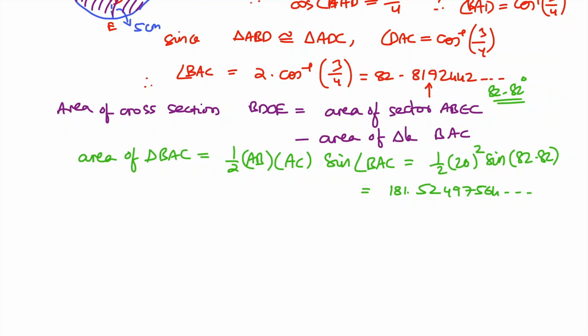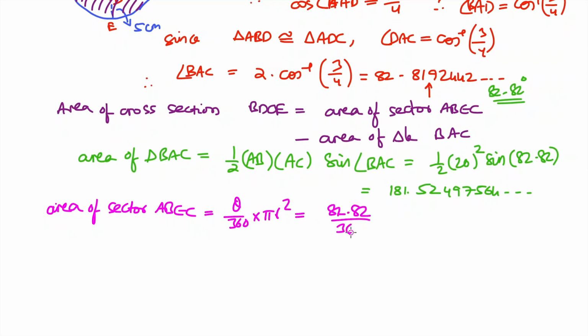Now I want the area of the sector. So area of sector ABEC is equal to theta by 360 into pi r square. So this is equal to 82.82 divided by 360 into pi into r square, 20 square, and if I calculate the value, this value will turn out to be 289.0928466642 and so on.